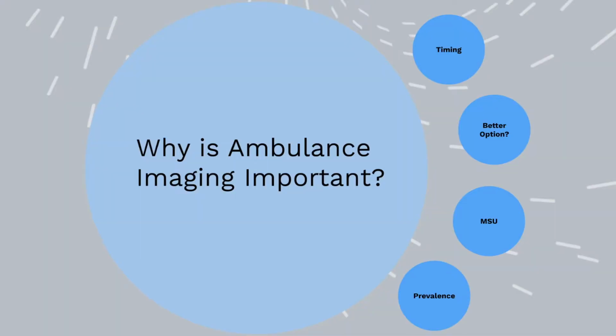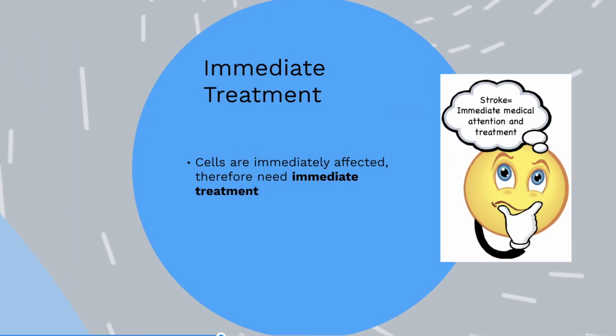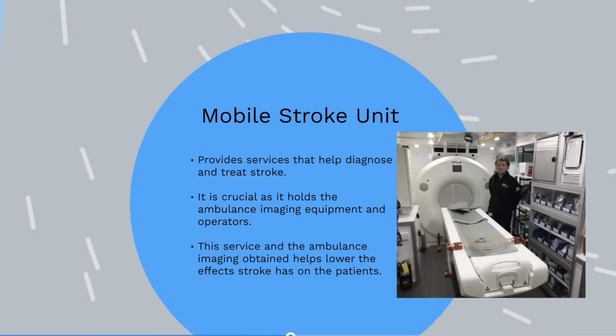Why would ambulance imaging be so important? If you think about it, cells are being affected soon after a blood vessel in the brain bursts or is blocked. This indicates that immediate medical attention and treatment is needed. So which do you think would be a better option? A stroke patient being taken to the hospital in an ordinary ambulance vehicle, or being driven to the hospital in a mobile stroke unit? In this case, the mobile stroke unit would be the better option.